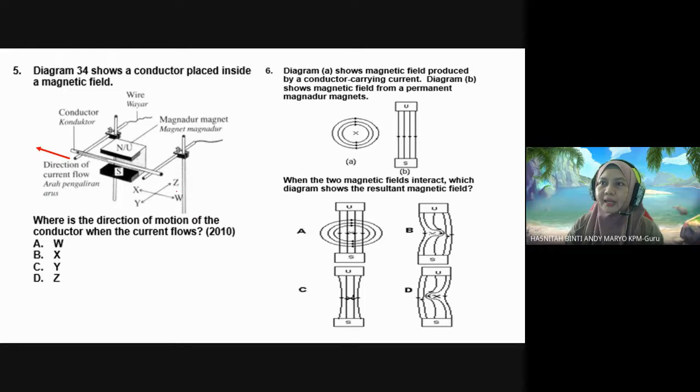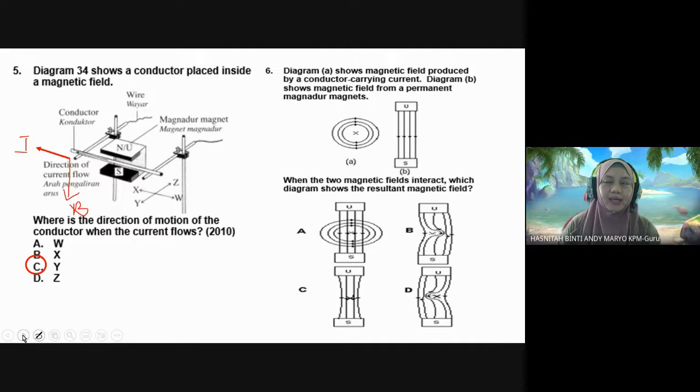You place your fingers first. Your index finger should be pointing downwards, pointing to the south. So index finger pointing to the south. This is south. And this is the direction of current. So where is the conductor moving to? Sebastian answered C. So it will move to Y, the direction of Y.